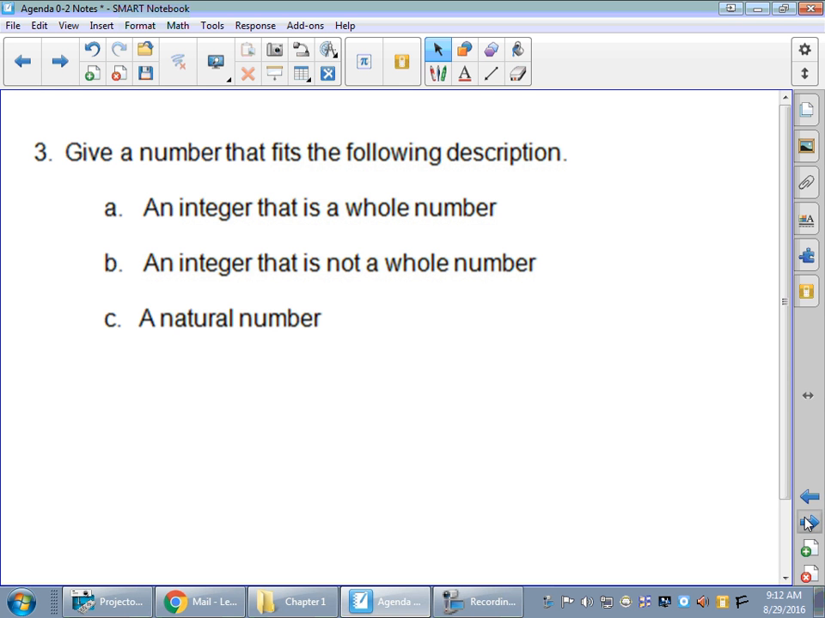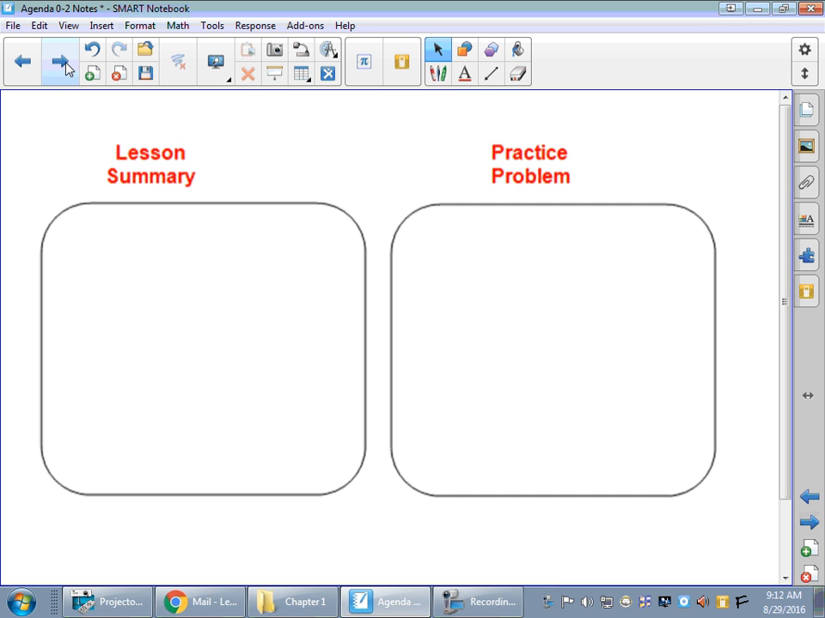So here are some things to think about, and I think we probably will talk about these maybe for the warm-up. I would like you to think about an integer that's a whole number, an integer that is not a whole number, and a natural number. Give a number that fits those descriptions.